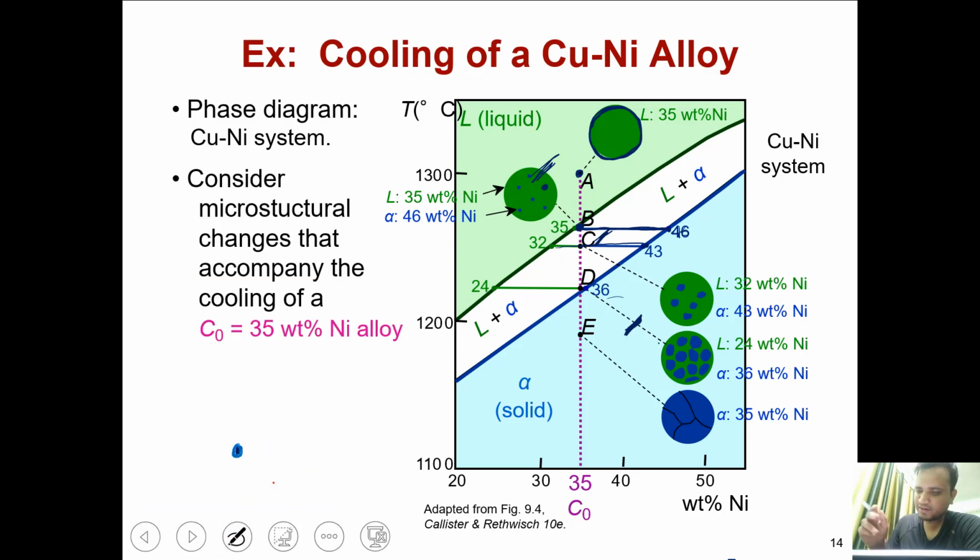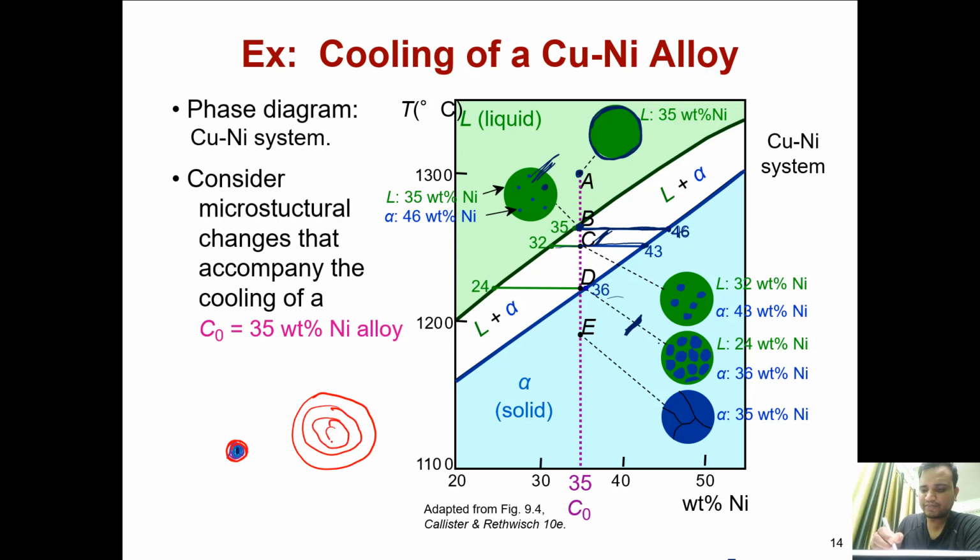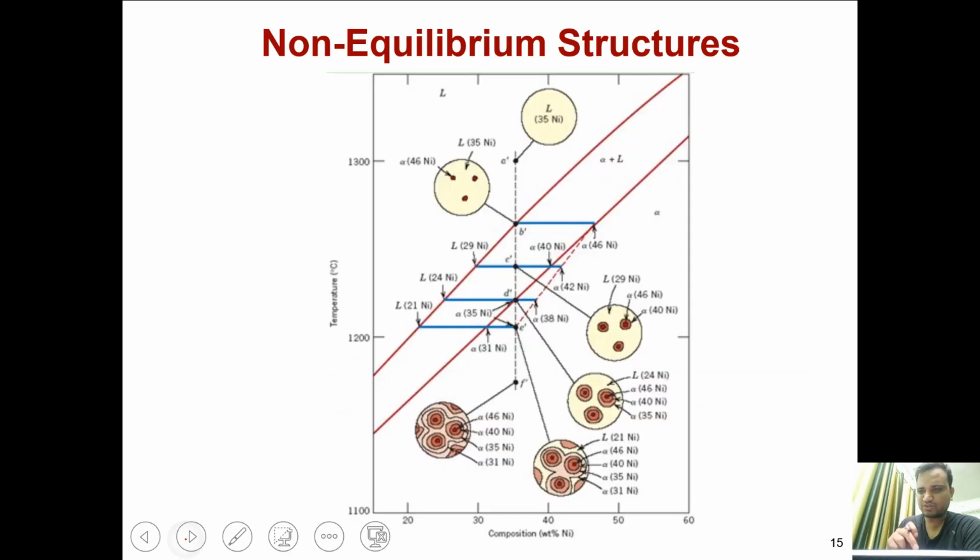Then again the solidification will proceed, so the next circle will be of lesser composition, and then lesser composition. So there will be a gradual difference in the composition of the solidification. That means the alpha which will be there will have some gradient, right? This will be nickel rich and this will be less nickel rich, right? That's what it is trying to show here. This is the liquid, then alpha we are forming.